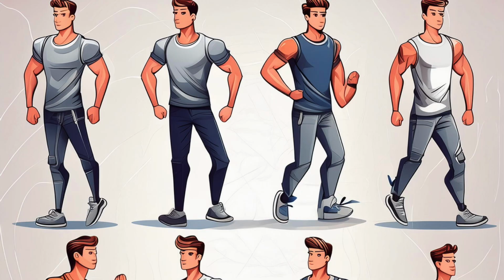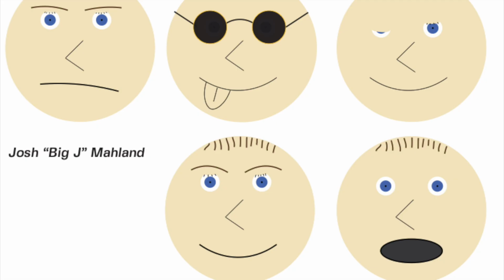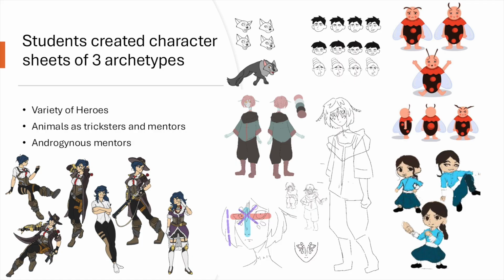Students created 3 characters for their stories: a hero, a mentor, and a trickster. They had the option to draw by hand, use a tablet with programs like Procreate or Adobe Illustrator, or utilize a text-to-image AI generator. Each character required a 6-pose character sheet. While some students had limited drawing skills, others were accomplished illustrators.